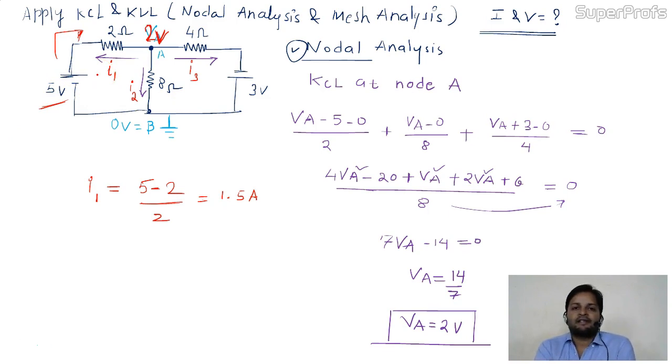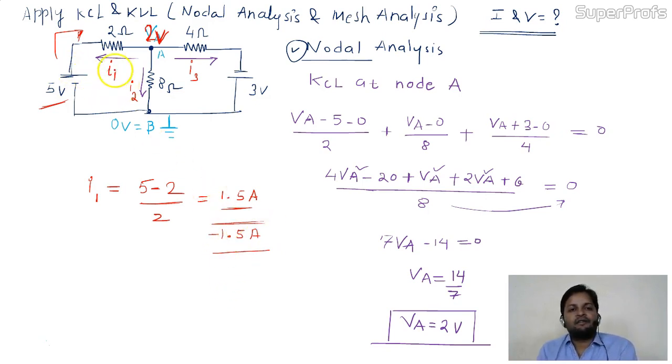But suppose sometime in the examination they give this current already with a direction. Suppose by default this current is given with this direction I1. But after getting the solution of this circuit, you find 2 volt is the voltage across A and 5 volt is the voltage on this side of this element. Now, you will have 4 options. One is 1.5 ampere, one is minus 1.5 ampere and two other options. So, you have to choose minus.